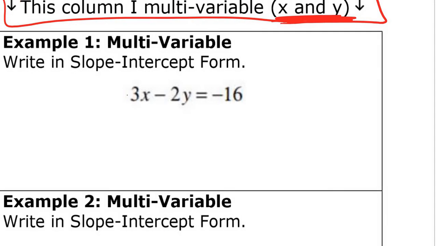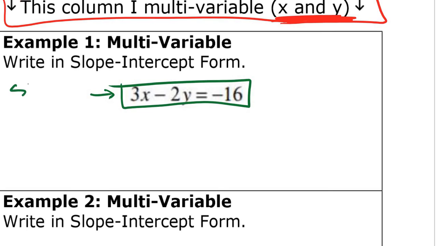Alright, now let's do a couple quick examples of multivariable. So in this case, we're given an equation with an x and a y. Do you remember the name of this kind of equation, the way it's written? If you did, kudos to you. It's called standard form. ax plus by equals c, standard form. Something x, something y equals a number.